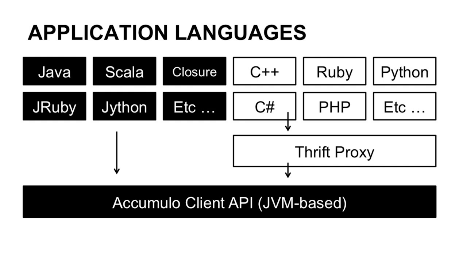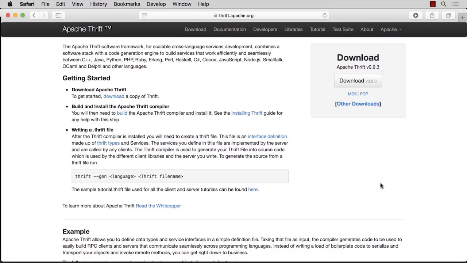The Thrift Proxy makes it possible to develop applications in any of the many languages supported by the Apache Thrift project. Apache Thrift is a software framework for scalable cross-language services development, originally developed by Facebook. It allows developers to specify data structures and services in an interface development language, or IDL, which can then be used to generate code for RPC clients and servers in various programming languages.